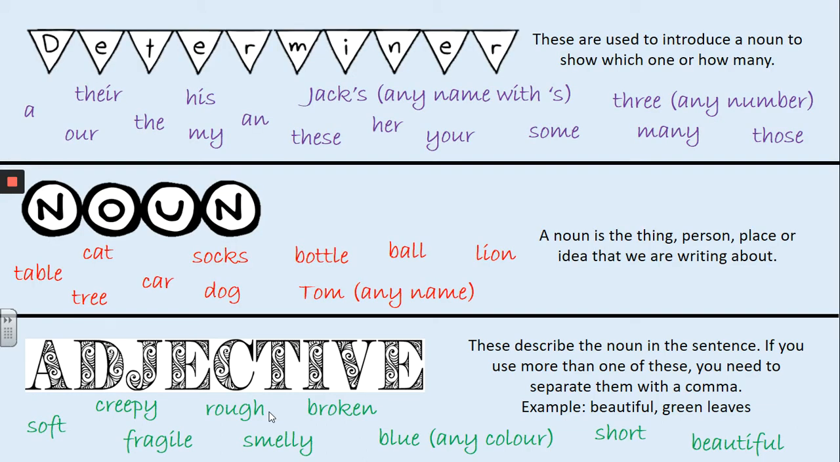Okay, so these are 3 things that we need to remember today. Determiner, noun, adjective. If you get stuck or you forget what one of these means, you can always skip back to this part of the video, remind yourself, and then carry on with the lesson.